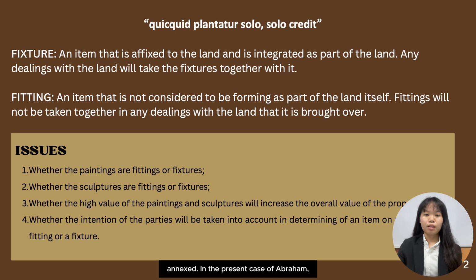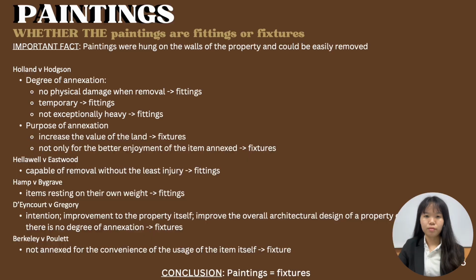In the present case of Abraham, four issues can be raised, which are whether the paintings are fittings or fixtures, whether the sculpture are fittings or fixtures, whether the high value of the paintings and sculpture will increase the overall value of the property, and whether the intention of the parties will be taken into account in determining whether an item is a fitting or a fixture.